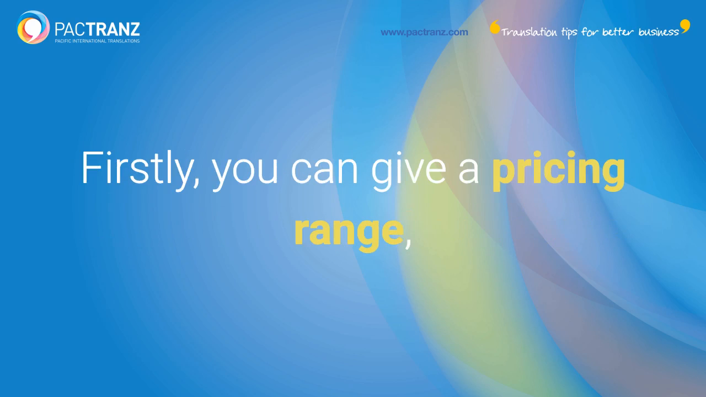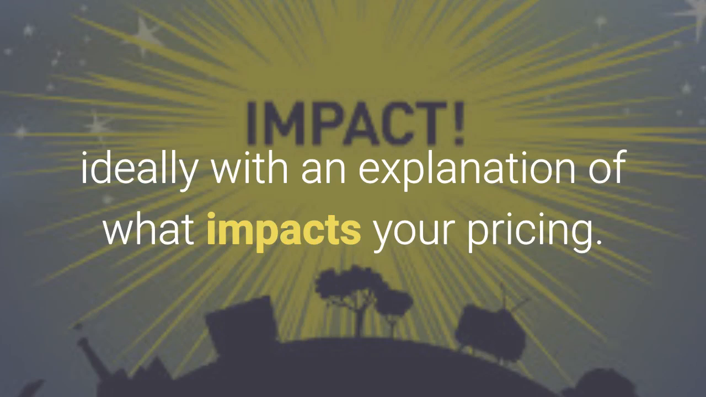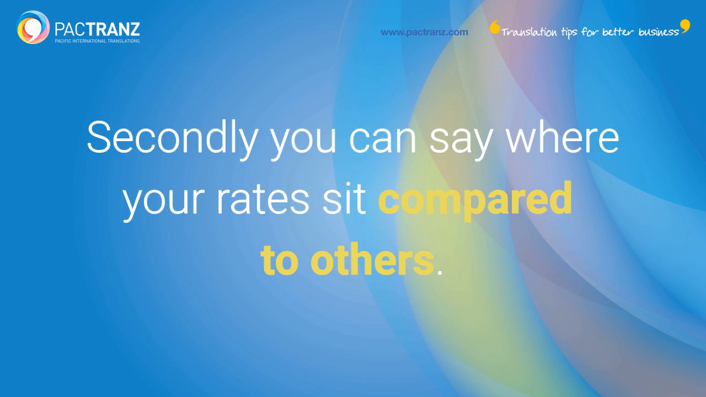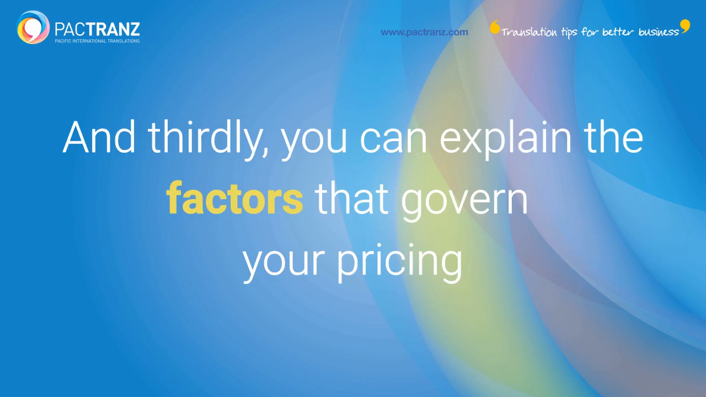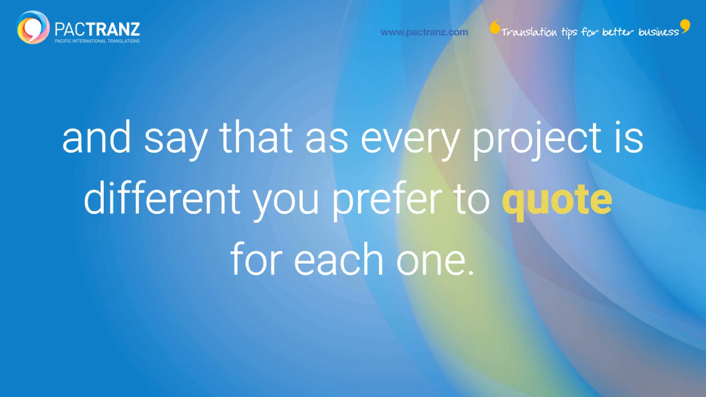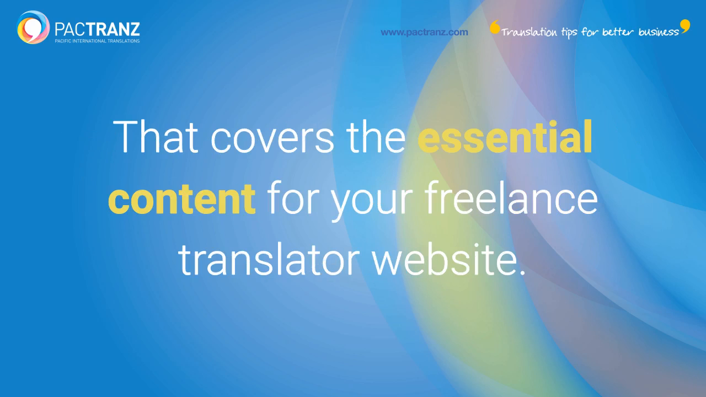But if you don't want to give specific rates, there are other options. Firstly, you can give a pricing range, ideally with an explanation of what impacts your pricing. Secondly, you can say where your rates sit compared to others. And thirdly, you can explain the factors that govern your pricing and say that because every project is different, you prefer to quote for each one.